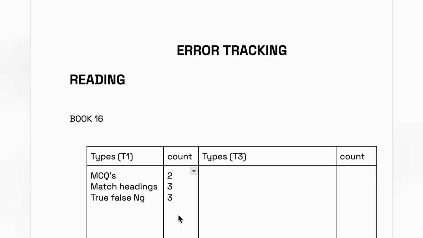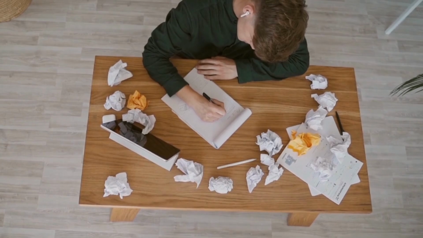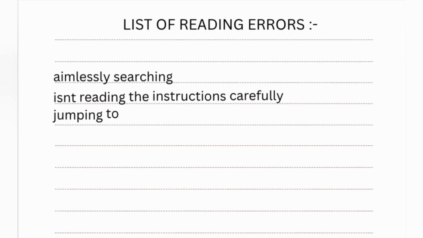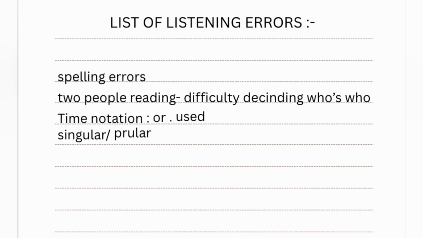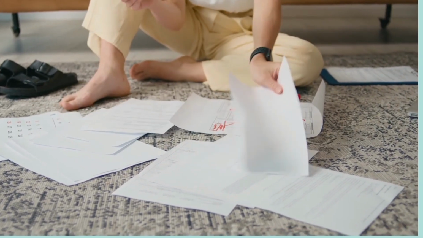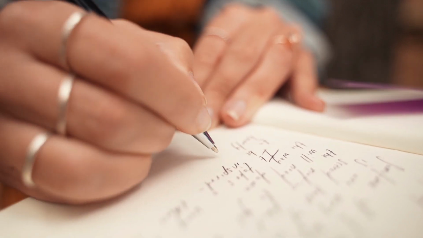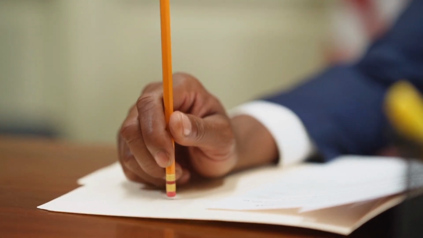And the last section is just open space. You can write down anything that throws you off. Stuff like, I always forget to check the word limit, or spelling errors in listening, or I get confused when 2 speakers are talking at once. Whatever patterns you notice, note them down. Because fixing those little things is what gets you from almost there to actually ready.